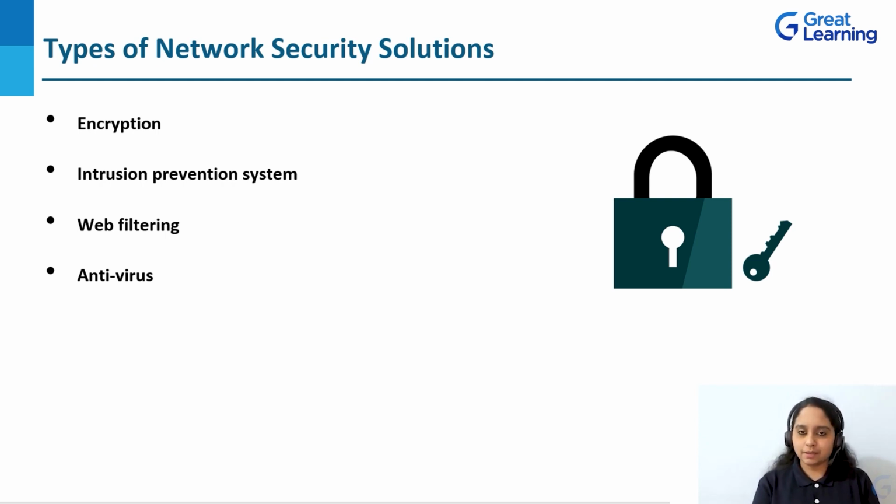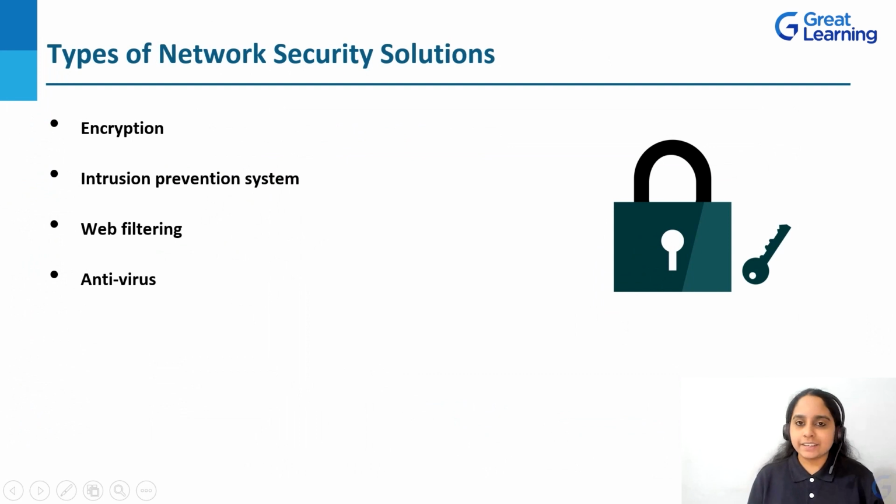Intrusion prevention system identifies vulnerabilities in a network. Web filtering. Web filtering is preventing the users from viewing certain websites that are blocked by the web browser. The last one is antivirus. Antivirus is a software that prevents computer system from malware. It's important to install antivirus application in your computer systems. Few popular antivirus applications are Norton, Avast and Kaspersky.